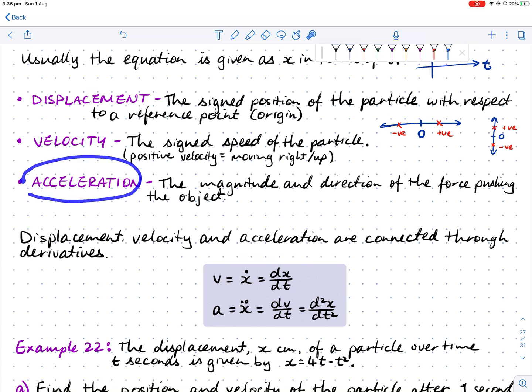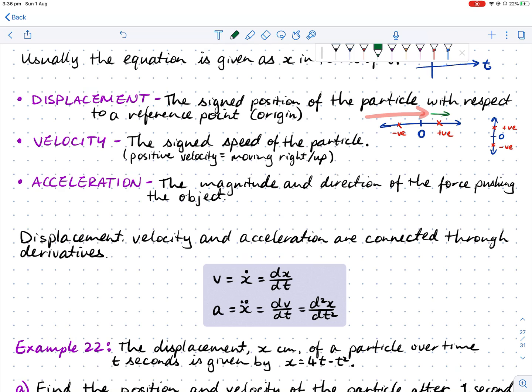The last one that we look at is acceleration. The acceleration is the magnitude and the direction of the force that's pushing the object. So think about if I'm pushing this way, then this particle can be traveling in that direction.